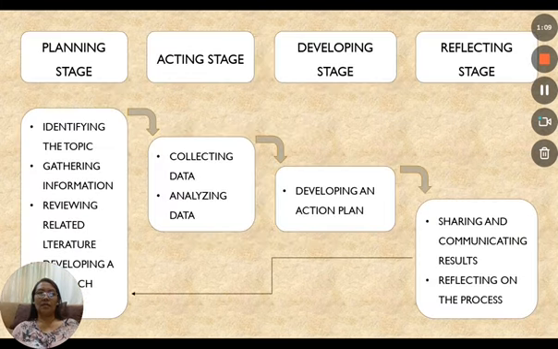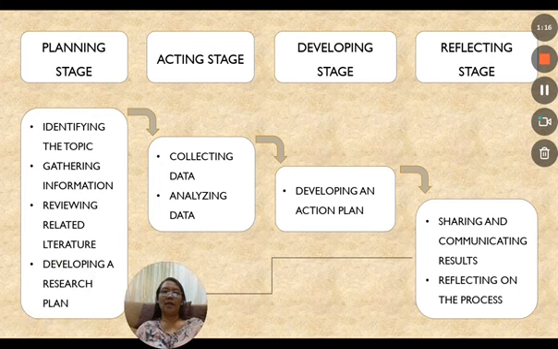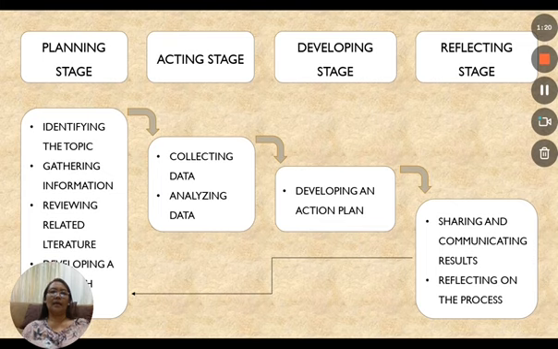The planning stage consists of identifying the topic, gathering information, reviewing related literature, and developing a research plan. And we have the acting stage, which is collecting data and analyzing data. We have the developing stage, which is developing an action plan. And the last is the reflecting stage, which is sharing and communicating results and reflecting on the process.